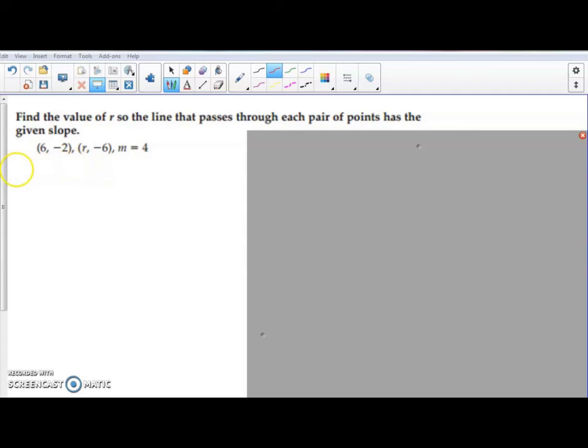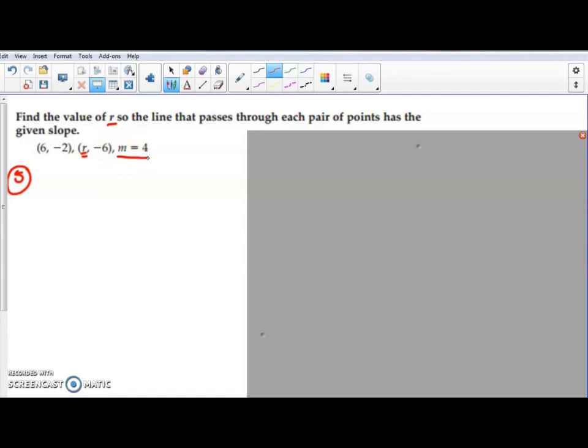Okay, now for example 5. Our instructions change gears on us for this one. It says find the value of r so that the line that passes through each pair of points has the given slope. So we're given this ordered pair here, which is (6, -2), and then r is our missing coordinate in this ordered pair. So we have (r, -6), and it tells us this time our slope is 4.